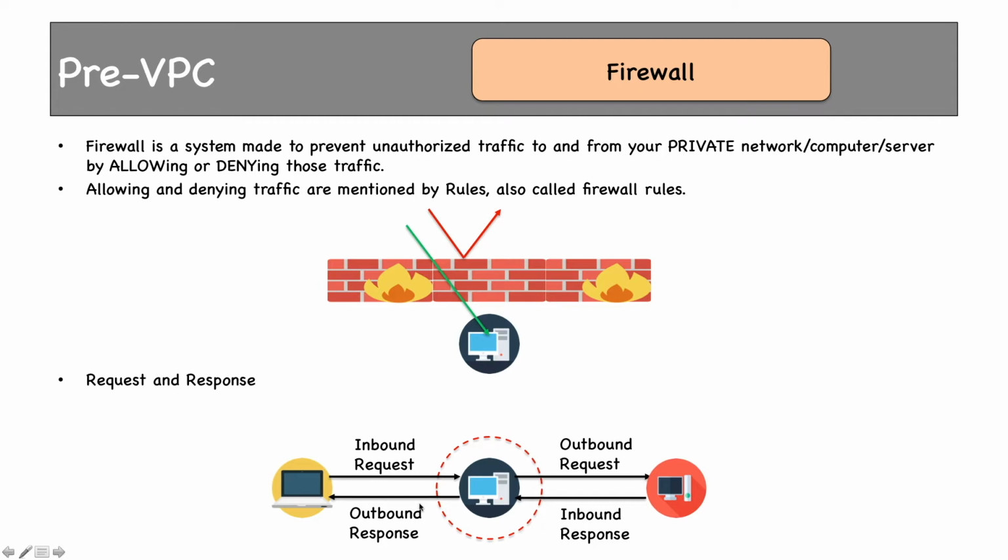Requests and responses are tied together to a single host or network. They work as a couple to a single machine. For example, we are getting an inbound request from this yellow host and sending an outbound response to this one. So the firewall rules would be tied to this request and response to the same yellow host.